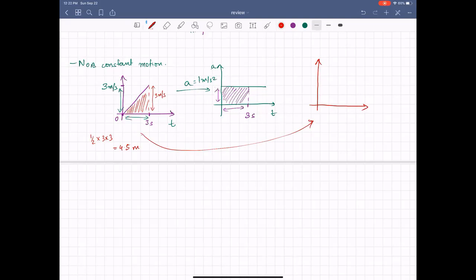Now at this point, I have to be a little careful because suppose I'm starting from the origin. I know that the final displacement is 4.5. Oh wait, this is supposed to be 3 seconds, so maybe I put it there. So 1, 2, 3, 4, 4.5. So after 3 seconds, I have traveled 4.5 meters.